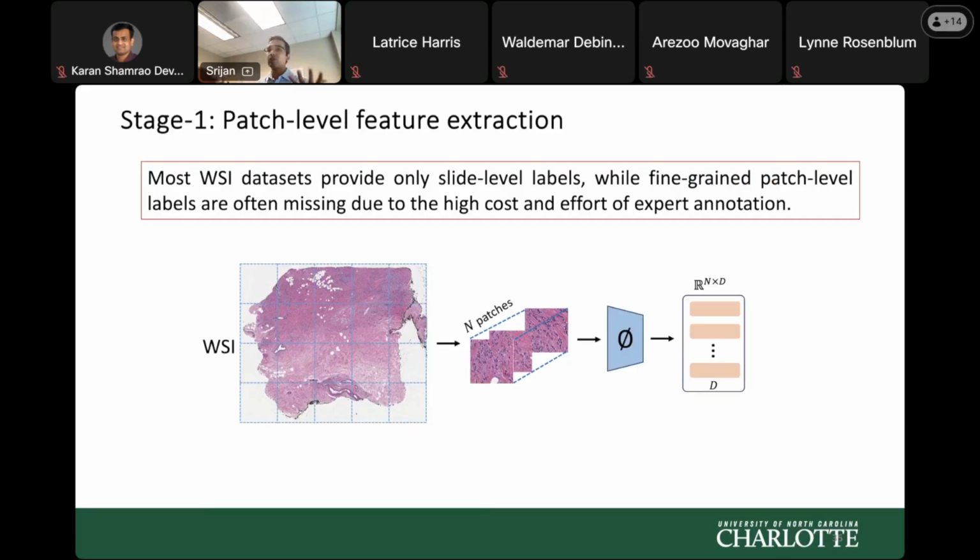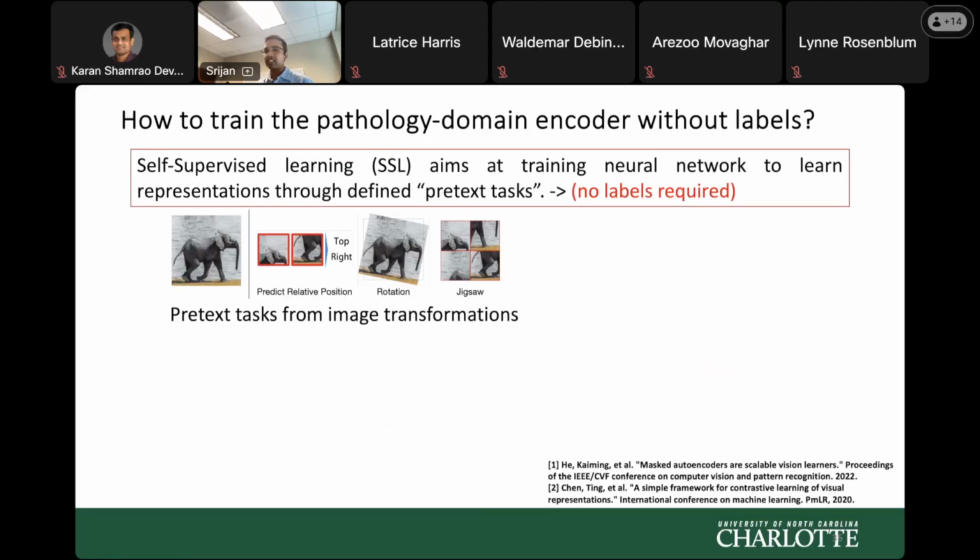So we have to take a pre-trained model because we don't have any labels to train this model, because you only have a global label. You don't have a label per patch. That's why training this feature extractor is difficult. One naive solution is that you can take an ImageNet pre-trained model, but then the domain gap is very high.